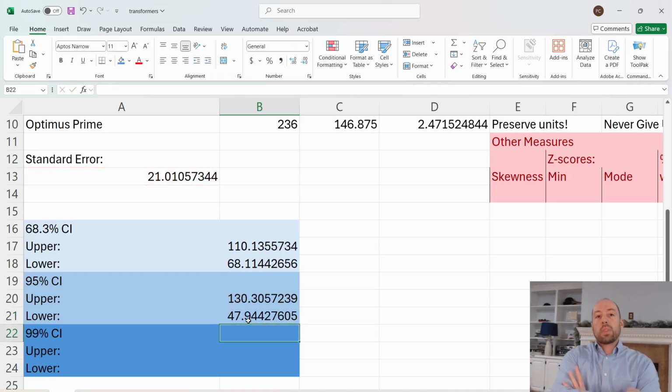So now I believe there's a 95% chance, even though this sample is only 8 observations, it's a very small sample, I believe there's a 95% chance that the true population average height, even when I include Cybertronians, like Optimus Prime, I believe that the true population average height is between 47.94, so let's call it 48, and 130. Back to my picture.